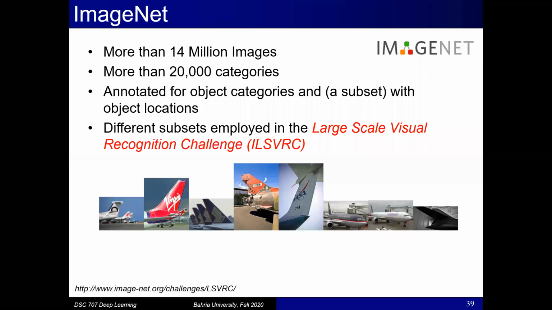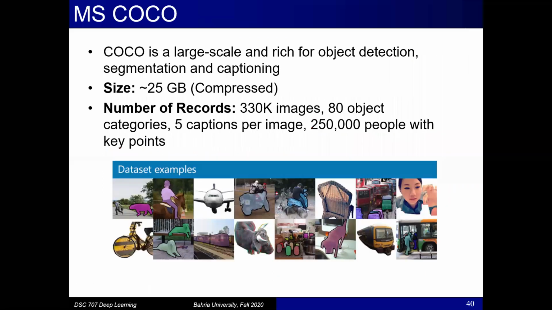So I'll come back to this data set later on when we are studying convolutional networks, right? But the discussion of deep learning is incomplete if we don't mention this particular data set, right? Then a little later we have MS COCO.